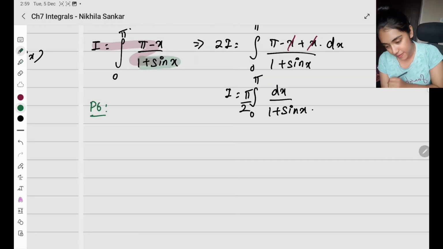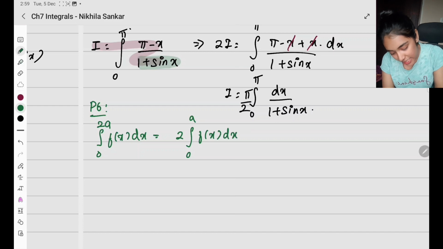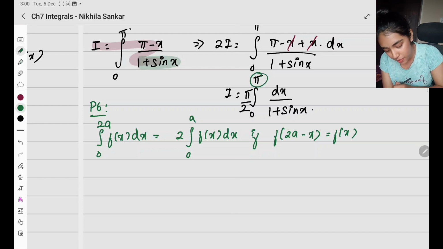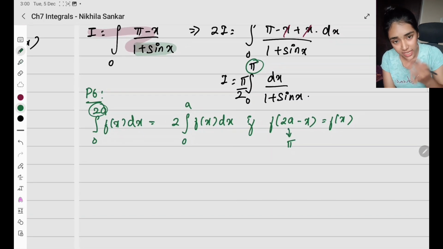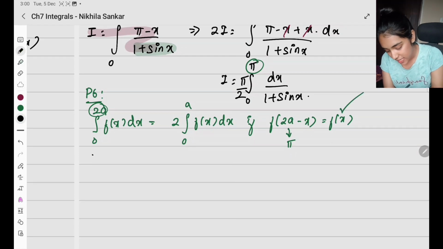Property number 6 tells me the integral of 0 to 2a of f of x dx can be written as 2 times the integral of 0 to a. Instead of 2a, I can write it as 2 times f of x dx if, what is the condition? f of 2a minus x equals f of x. Is that the case here? What is 2a here? In this case, my 2a is going to be pi according to this property. So pi minus x, and here sine of pi minus x is again going to be sine x. So this satisfies the condition. So I am going to use property number 6. So my I now becomes pi by 2 times 2.